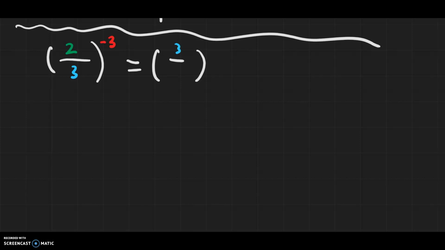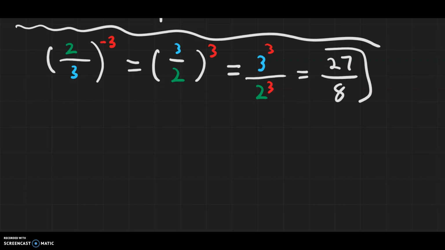But in so doing, we can change the negative exponent into a positive exponent. And at that point, we have 3 to the third power, and because it's in parentheses, it's divided by 2 to the third power, because we applied the exponent of 3 to the numerator and denominator. And then we can just go ahead and finish that problem off. So that's going to give me 27 on the numerator and 8 in the denominator.